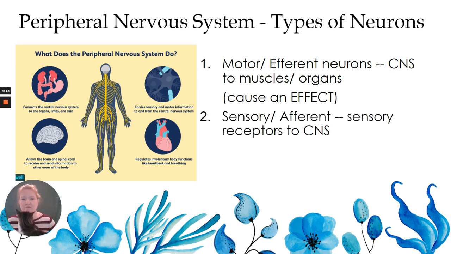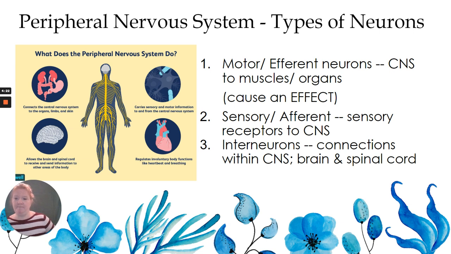And then the sensory or afferent neurons, they carry the sensory receptors to the CNS. And then we have interneurons. And interneurons are connections within the central nervous system, the brain and spinal cord. They connect motor and sensory neurons. So it's not a motor neuron and it's not a sensory neuron. It's an interneuron.